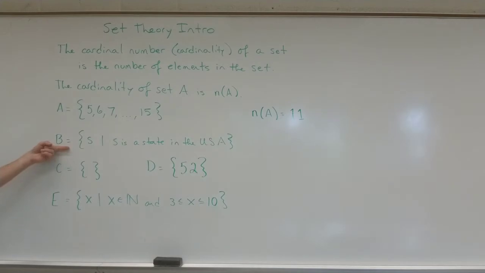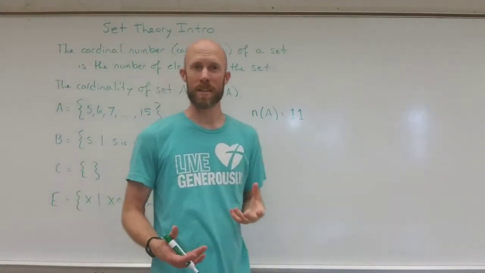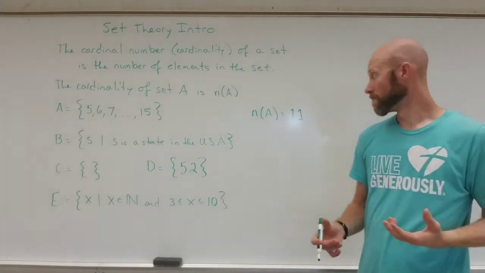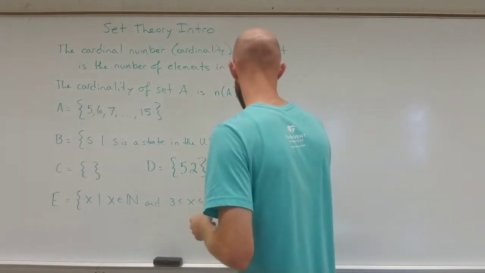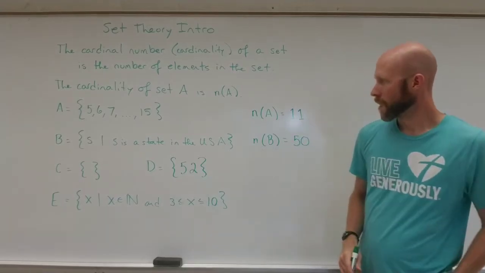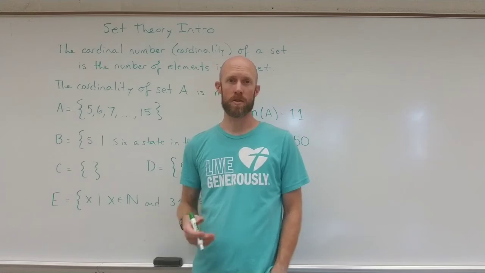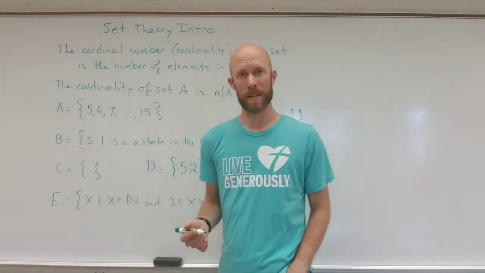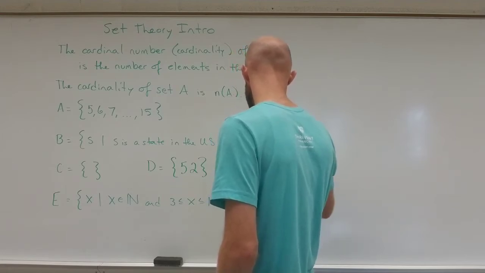In set B here, this is the set containing all S's, where S is a state in the USA. All right, again, there are 50 states in the United States, and so the cardinality of that set is 50. So let's say n of B equals 50. The empty set is an interesting one. Its cardinality is 0 because there are no elements in that set. And so the cardinality, or n of C, is 0.